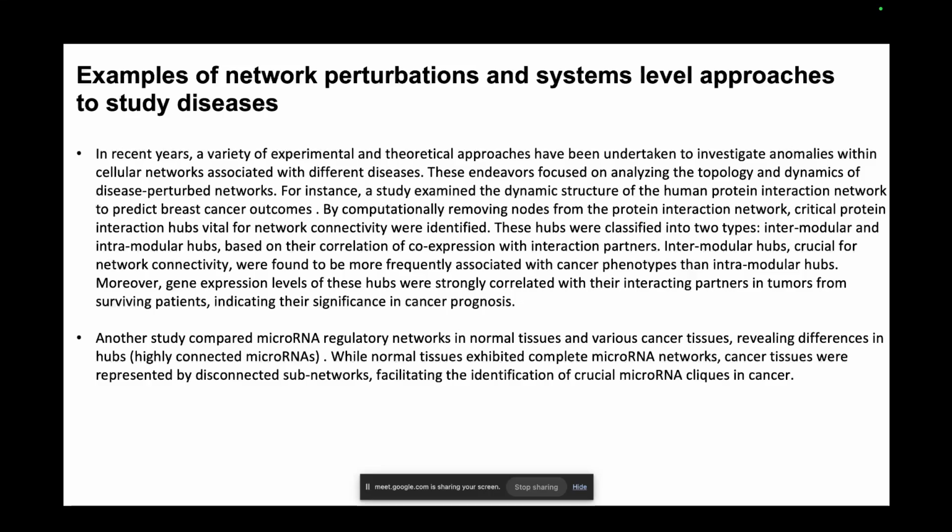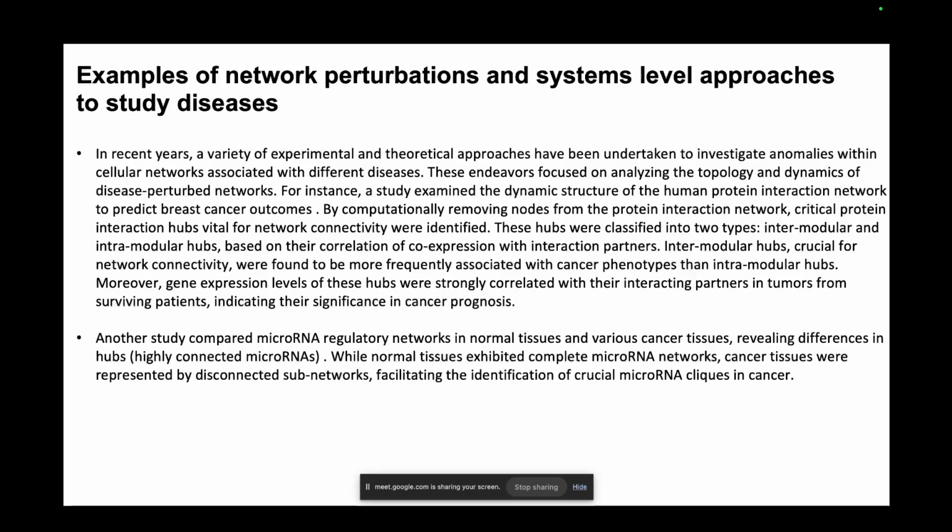And another study compared miRNA regulatory networks in normal tissues and cancer tissues, and it revealed differences in hubs or highly connected microRNAs. So I wanted to give you an idea that you are studying all these things, and where these things are applied. The small parameters that we are defining, like betweenness, centrality, disconnectivity index, etc., where is it actually applied? In our case, in systems biology, right?